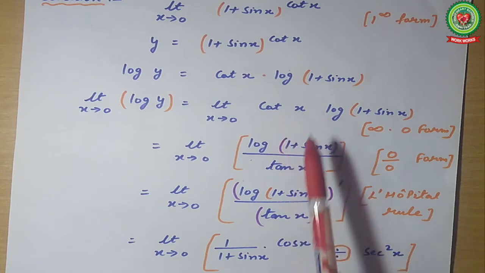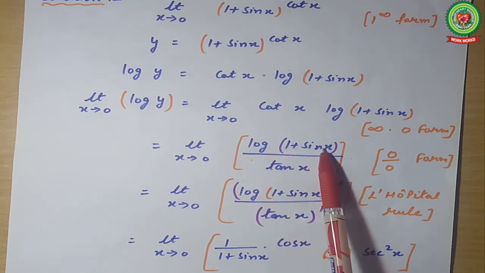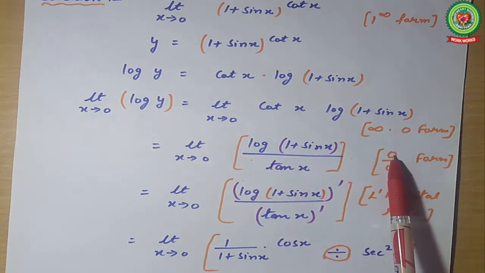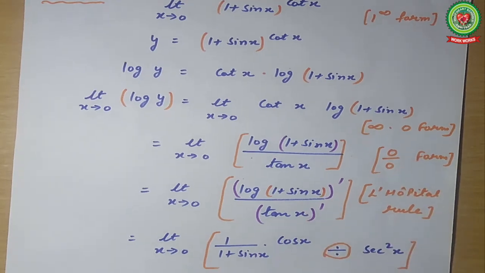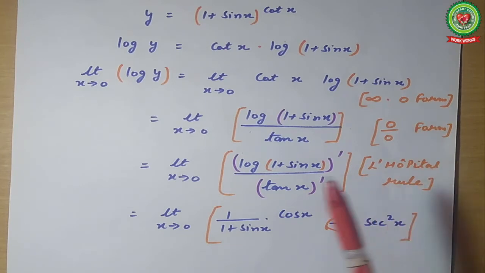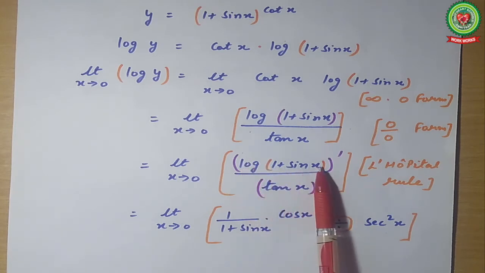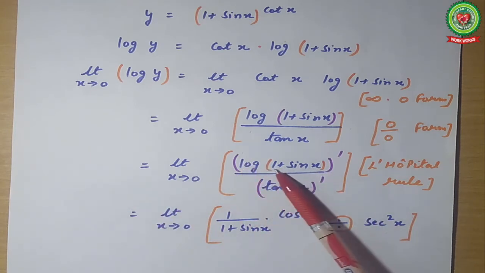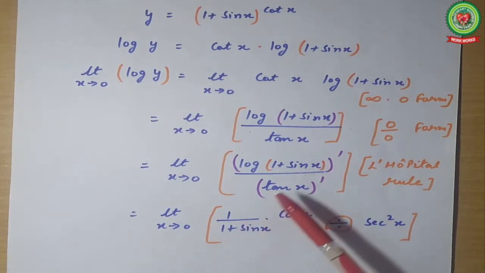Clear? Now, log value is as it is there. Log 1 plus sin x. So log 1, 0. Tan 0, 0. 0 by 0 form. Now we can solve it by applying which rule? Same rule. L'Hopital rule. When you apply this rule here, you will have the value log 1 plus sin x. Differentiation of this value. Log differentiation is 1 upon same value 1 plus sin x into d/dx of 1 plus sin x. 1 plus sin x d/dx is cos x.